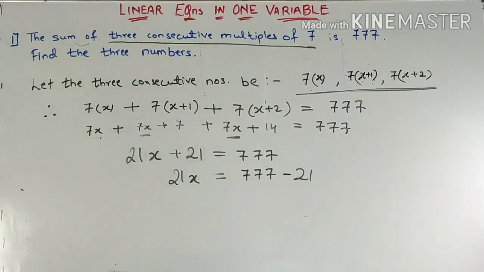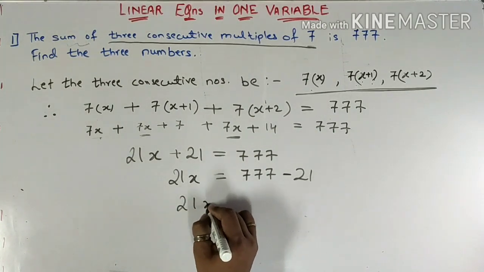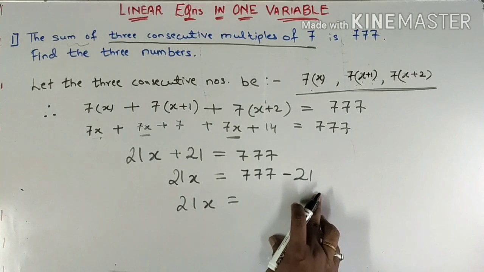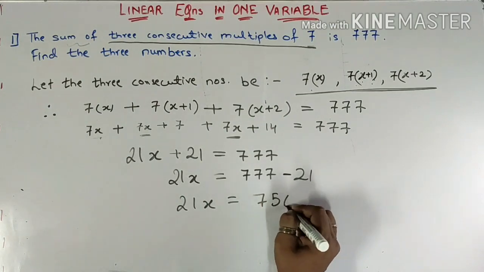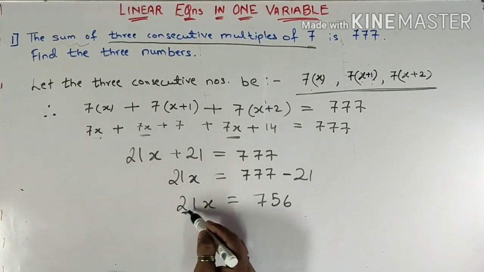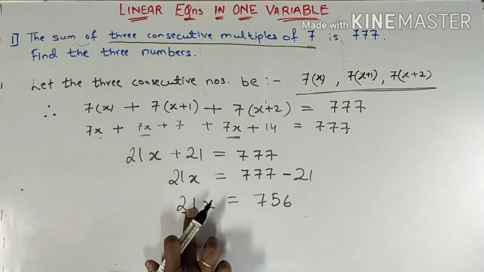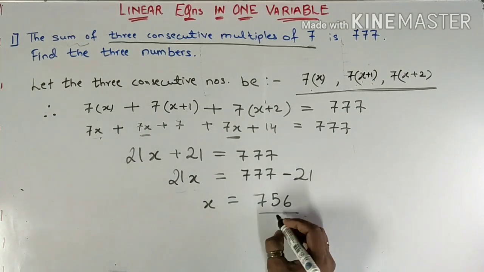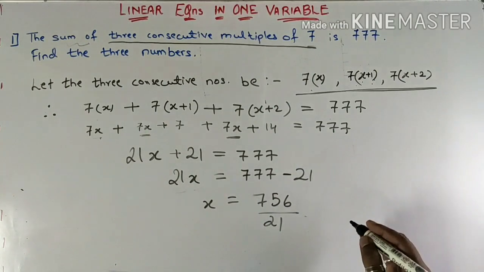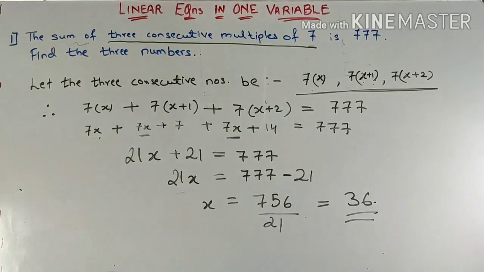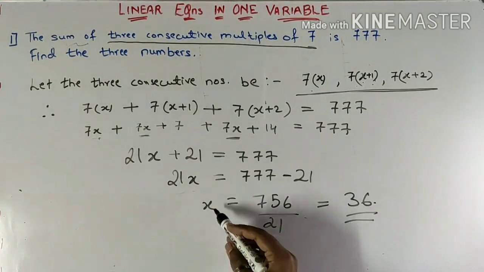777 minus 21. Okay. Next step will be 21x is equal to what will be the answer of 777 minus 21? It will be 756. Now this 21 is multiplied to x. I want to get rid of this known number from left hand side and bring it onto the right hand side. So I divide on both the sides. So 21 divided by 21 gives me only x, and 756 divided by 21 will give me 36. So we have found only x.